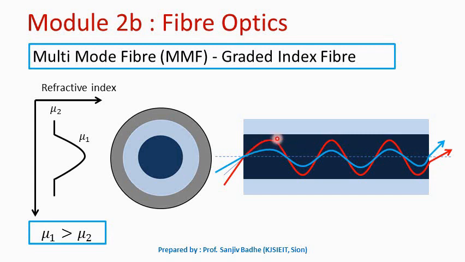The light ray traveling a longer path is traveling most of its path in the rarer medium. The light ray which is traveling a shorter path is traveling most of its path in the denser medium, and therefore both the light rays will take almost the same amount of time to reach the other end. So irrespective of the angle at which the light rays are entering into the fiber, they will take the same amount of time to reach the other end. So this is the advantage of graded index optical fiber.